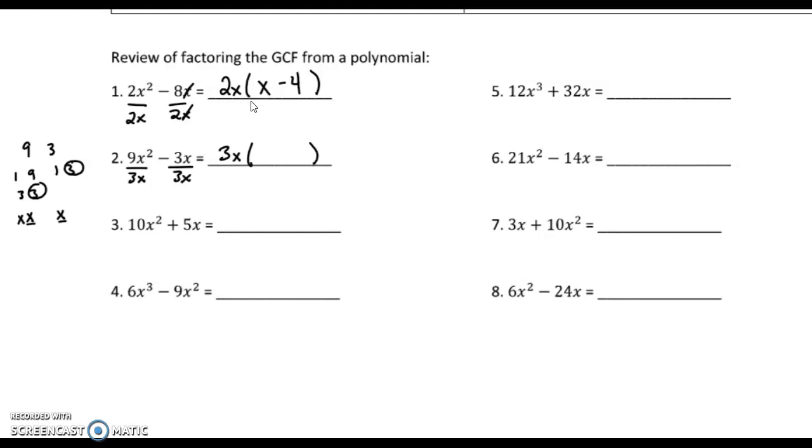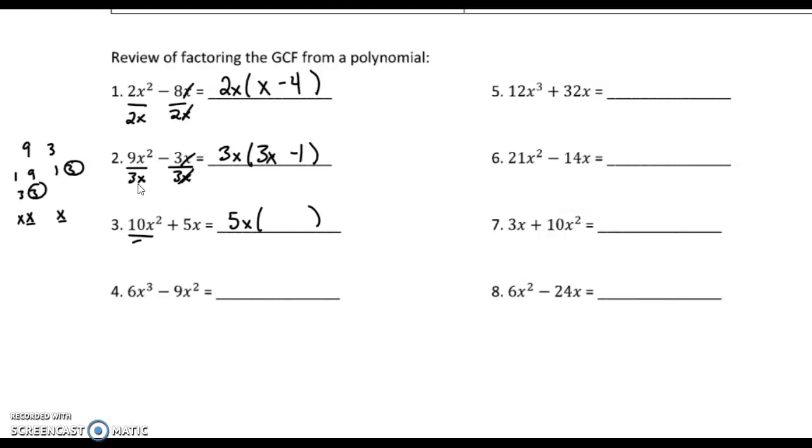So I like to write the division so I can see it. So I'm going 9 divided by 3 is 3. And then x squared divided by x is x. All right, negative 3 divided by 3 is negative 1. And then x over x simplifies to 1, and that's why you don't see it anymore. Okay, let's go ahead and do 2 more. So on 3, 10x squared plus 5x. So our GCF is 5x.